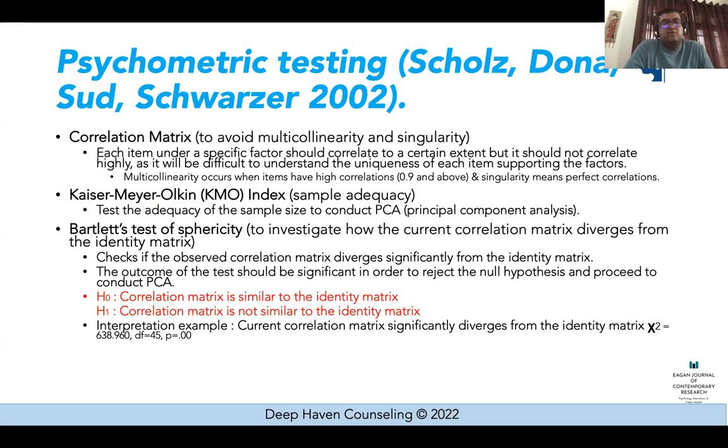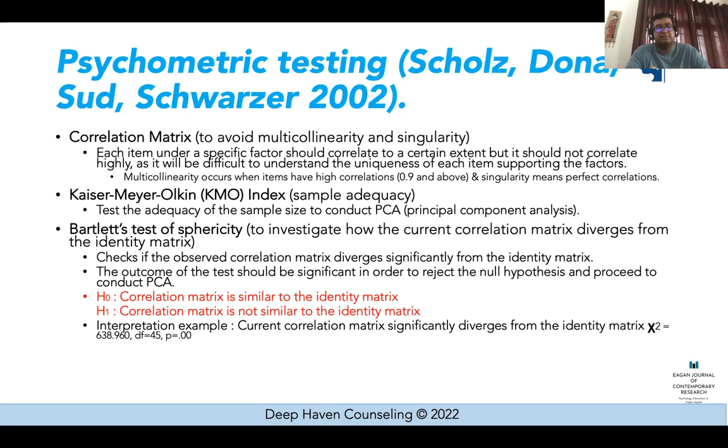And then we go for Bartlett's test of sphericity. This is to investigate how the current correlation matrix diverges from the identity matrix. So here we check if the observed correlation matrix diverges significantly from the identity matrix. Remember, the outcome of this test should be significant in order to reject the null hypothesis, which is what I have given below, and proceed to conduct the principal component analysis.